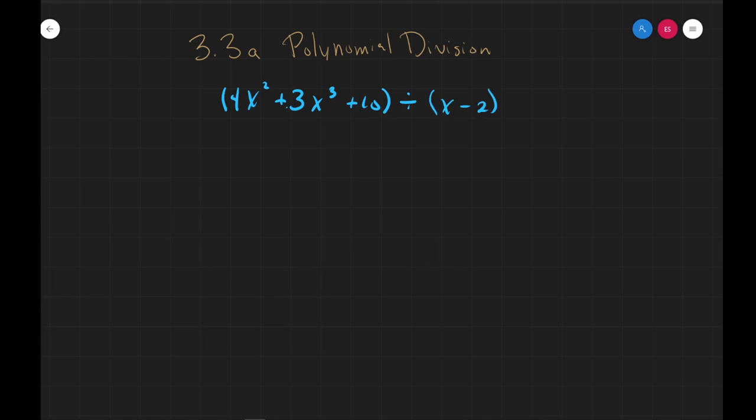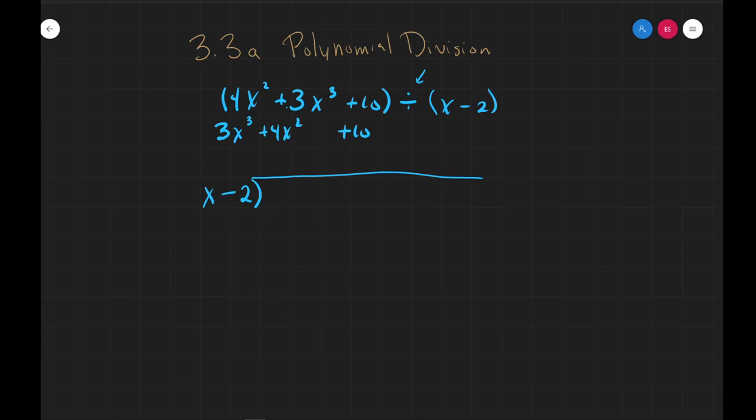Okay, so, things to be aware of. If we're writing it like this, whatever comes after the divided by sign is the thing that goes outside, the thing that you are dividing by. All right, so x minus 2. And whatever is going to go underneath our division bar, we want to write that in standard form. All right, so 3x cubed plus 4x squared plus 10.